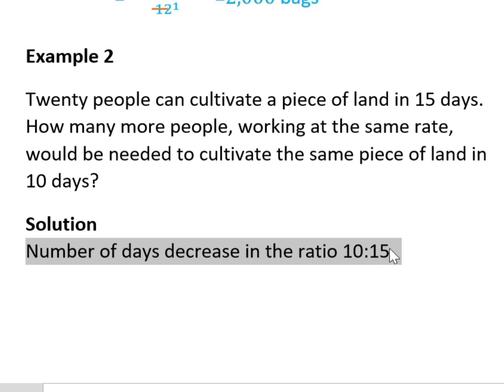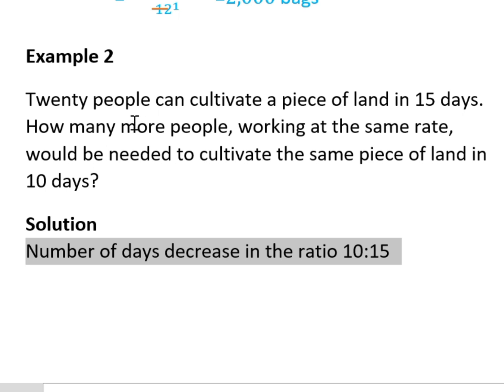Now, ask yourself, if you look at this question, is it a good example of direct or inverse proportion? It's a good example of inverse proportion, because if we have to reduce the number of days, then we must increase the number of people who are working in that field. If we want to reduce the number of days we are working in the field, we must increase the number of people. So that's a good example of inverse proportion.